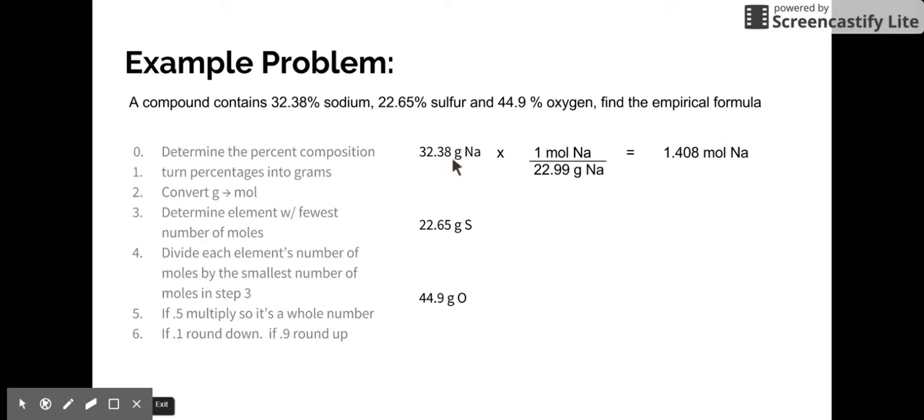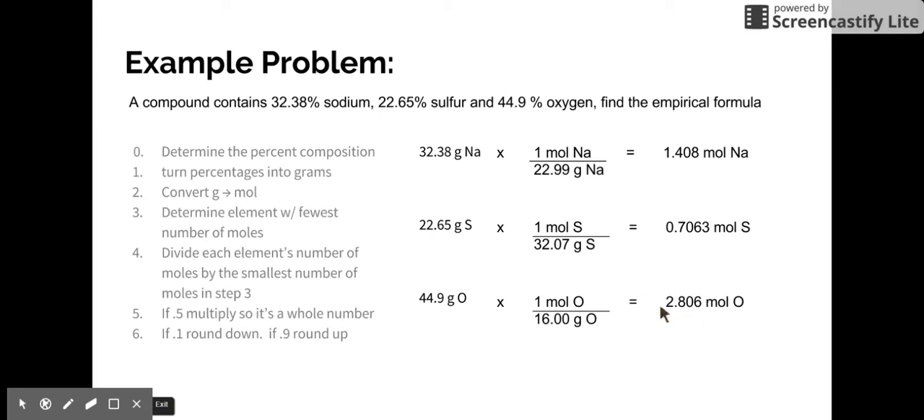So if I take 32.38 grams of sodium and I multiply that by 1 over the molar mass of sodium, which is found on the periodic table, I get the number of moles of sodium. Same thing, I'm going to do that with sulfur, times it by 1 over 32.07. So in essence, I'm dividing it by the molar mass, but anyways, I'm timesing it by 1 divided by the molar mass. That gives me 0.7063 moles of sulfur. Finally, oxygen, I'm going to do the same thing, and I'm going to get 2.806 moles of oxygen.